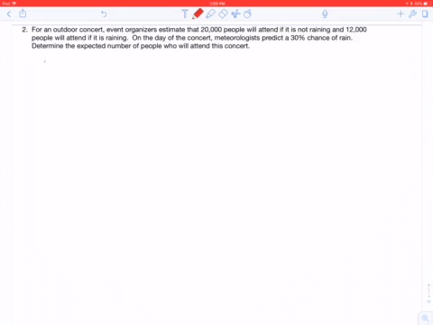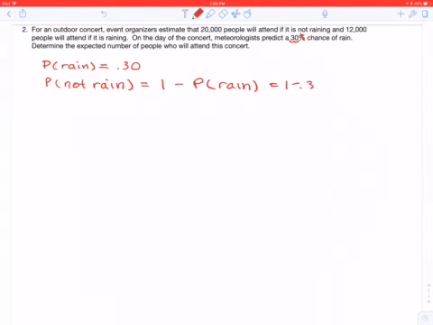Well, the probability of rain in decimal form, if we drop the percent sign and move the decimal point 2 places to the left, is 0.30. To calculate the probability that it will not rain, I use the complements formula. That is, I'll take 1 minus the probability that it will rain. So it's 1 minus 0.30, or 0.70.